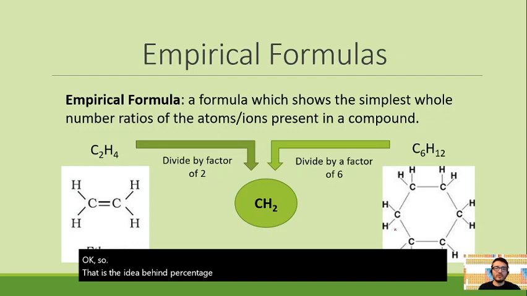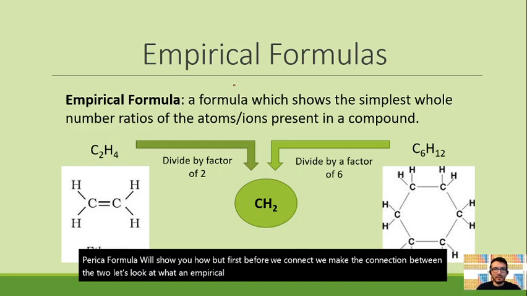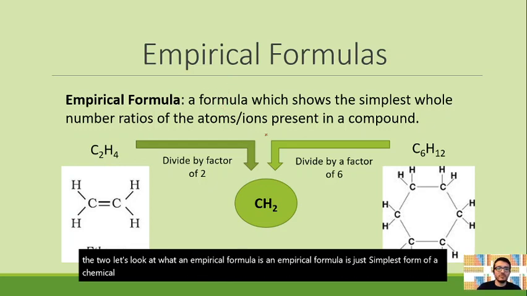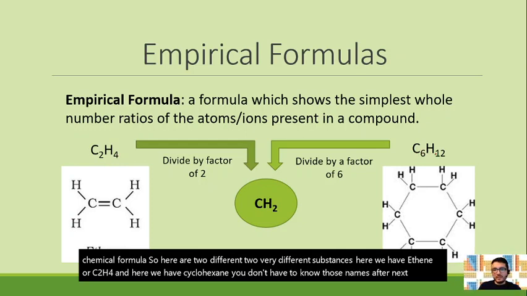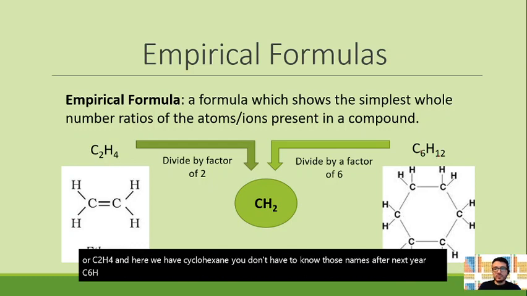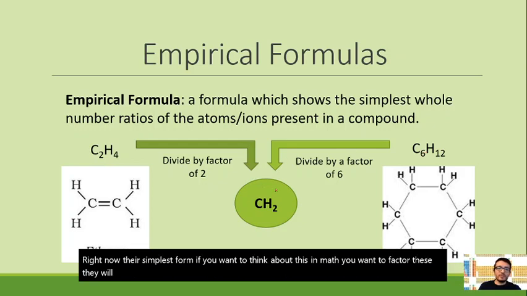Now that leads to something. It leads to an empirical formula. We'll show you how. But first, before we make a connection between the two, let's look at what an empirical formula is. An empirical formula is just the simplest form of a chemical formula. So here are two very different substances. Here we have ethene, or C2H4, and here we have cyclohexane, C6H12. You don't have to know those names. That's for next year. If you want to think about this in math, if you want to factor these, they will all simplify to this basic proportion.